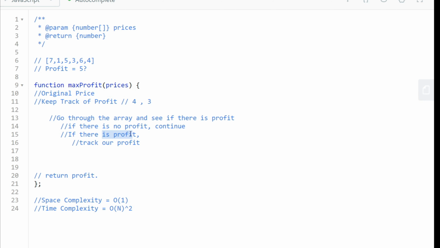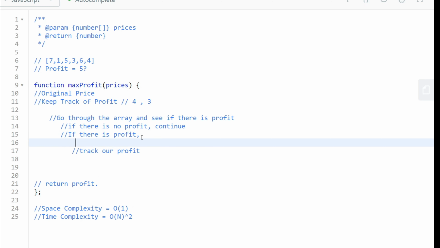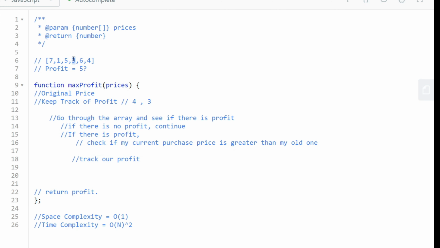So if there is a profit, let's check here. Check if my current purchase price is greater than my old one. Since I know there's profit in here, can I check if my 3 is going to be greater than 1? In this case, yes it is. So we don't do anything, right? But if it isn't, say this was 0, what should we do here? If my current price is greater than my old one, then I shouldn't do anything.